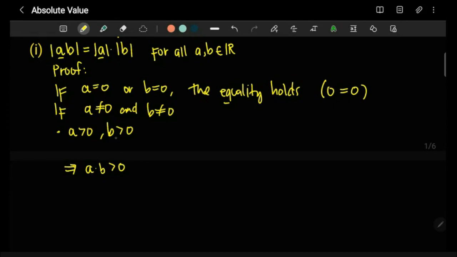We have two positive numbers, A and B, and when you multiply them, that's still a positive number. Again, that's the definition of a positive number, if you remember the definition.